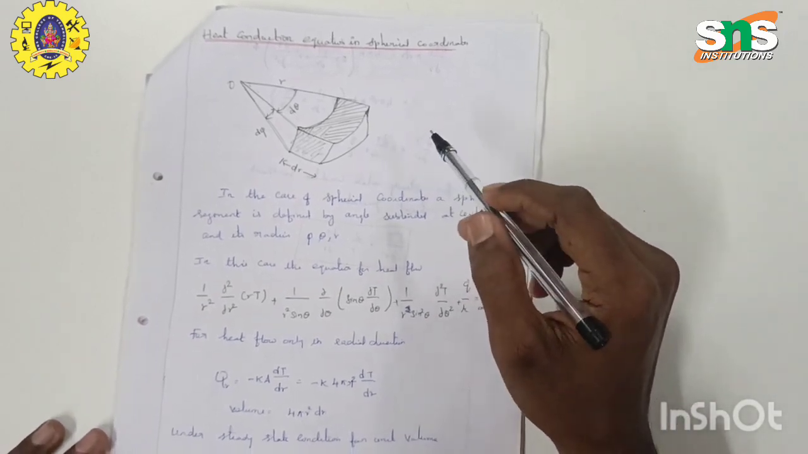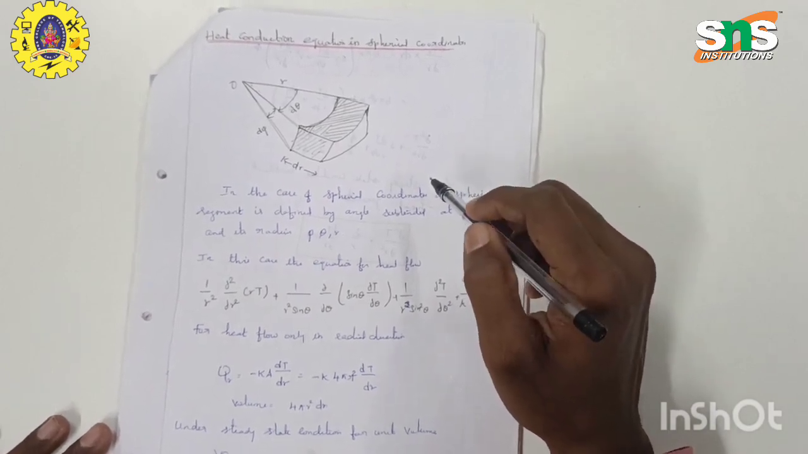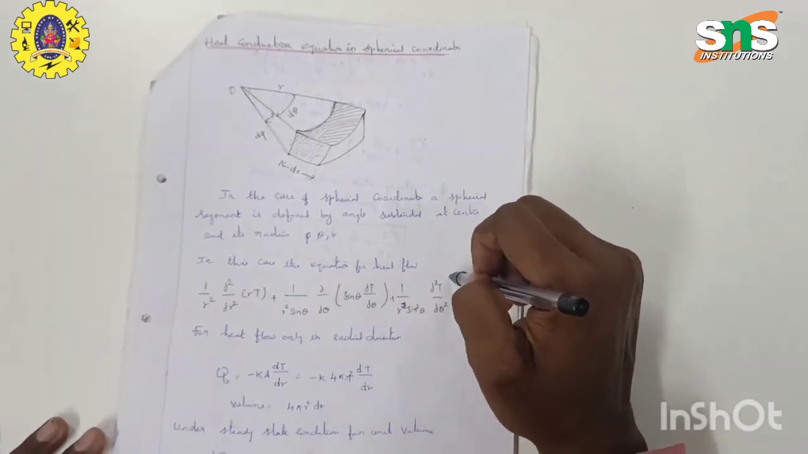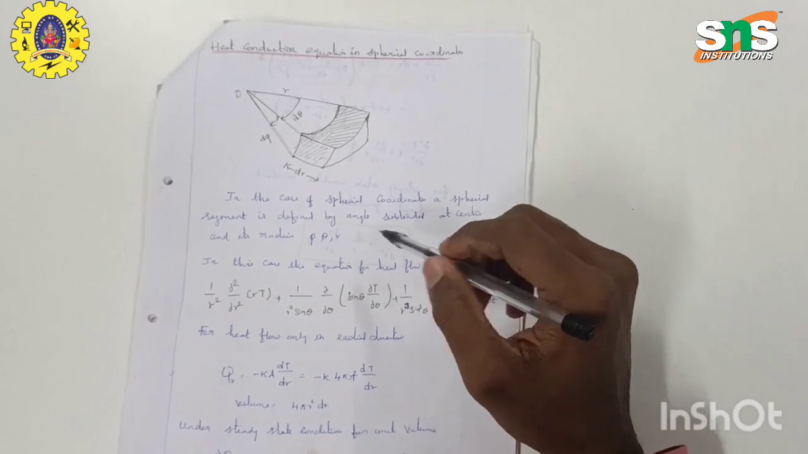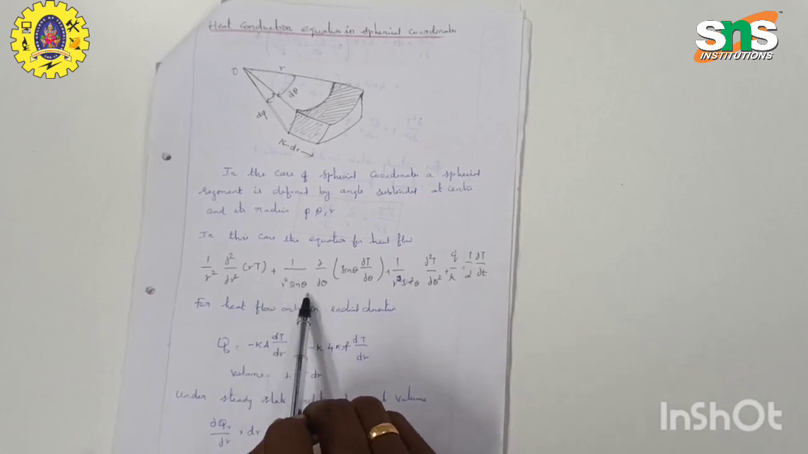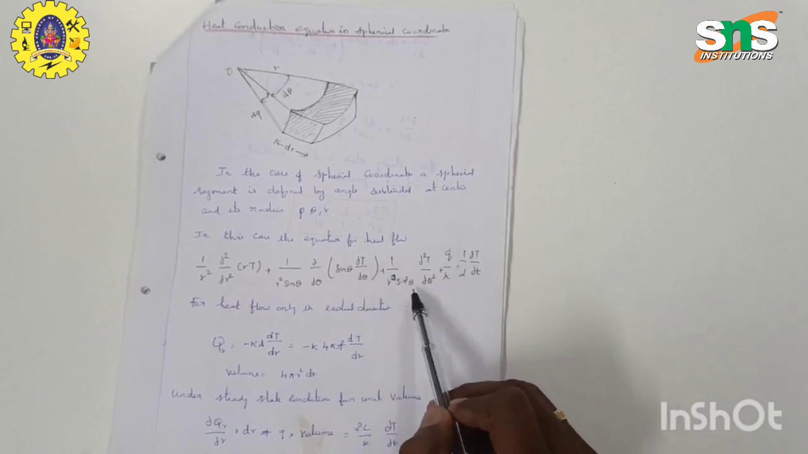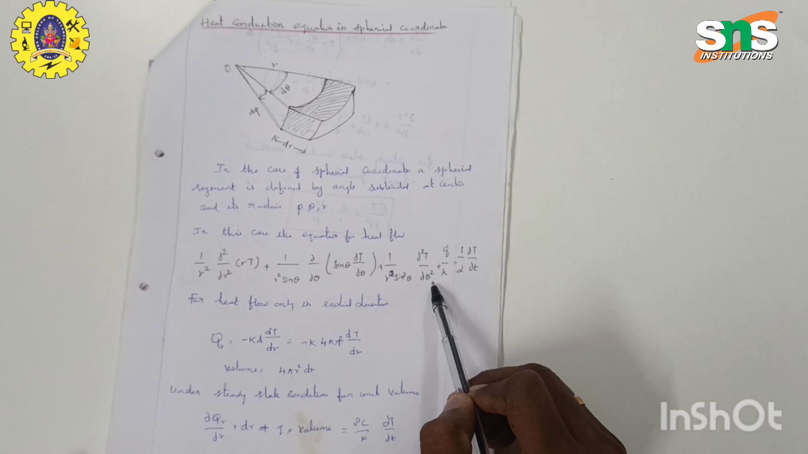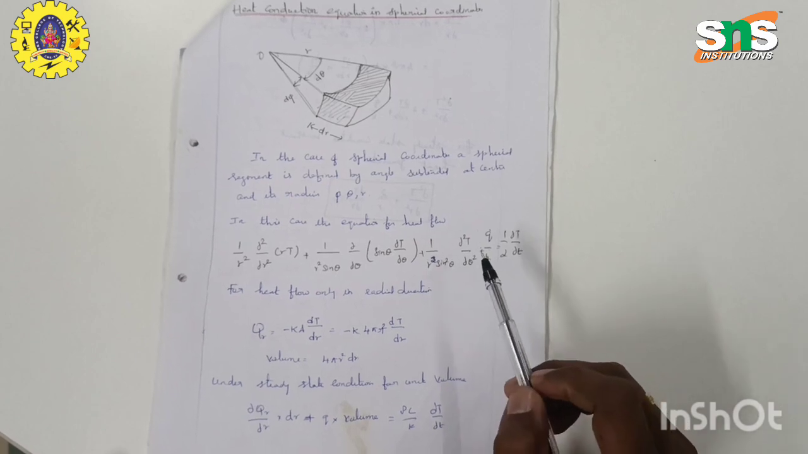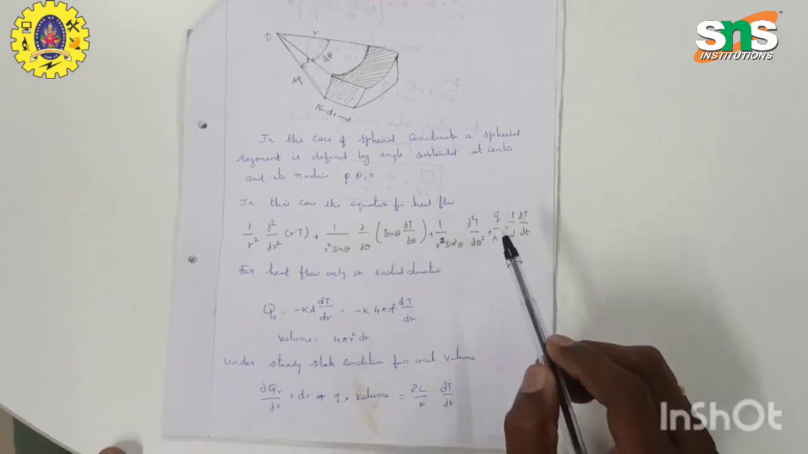In this case, the heat conduction equation, from the previous cylindrical coordinates where we represented the direction as dz, here we will regulate that direction. So the equation of the heat flow is 1 by r squared dou by dou r of (r squared dou T by dou r), plus 1 by r squared sin theta dou by dou theta of (sin theta dou T by dou theta), plus 1 by r squared sin squared theta dou squared T by dou phi squared, plus q dot by k is equal to 1 by alpha dou T by dou t. So here alpha is the thermal diffusivity, and q dot is the heat generation with respect to time t.